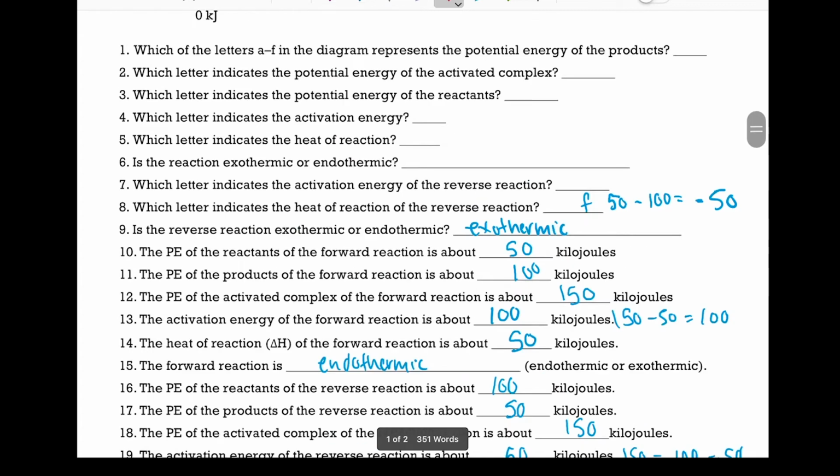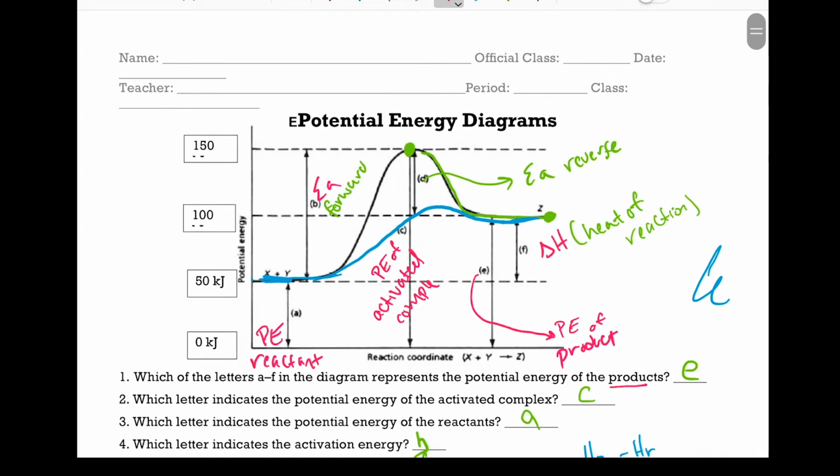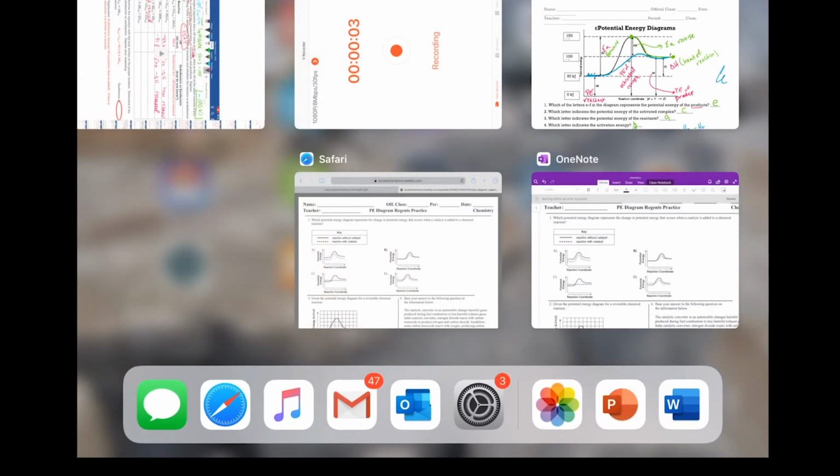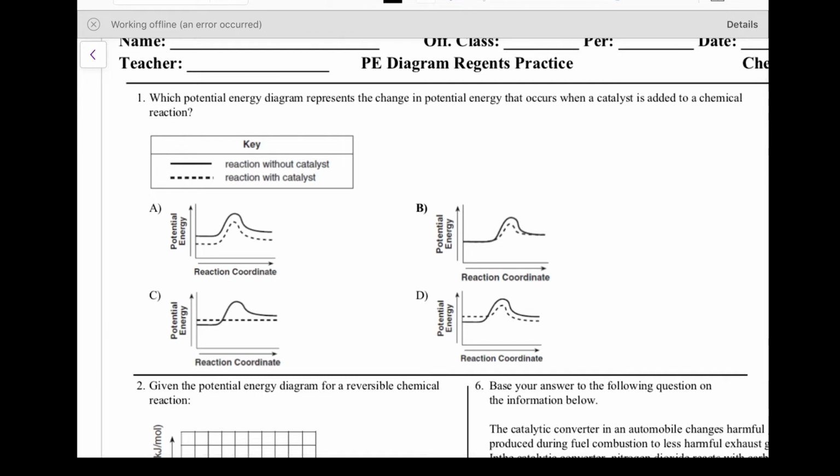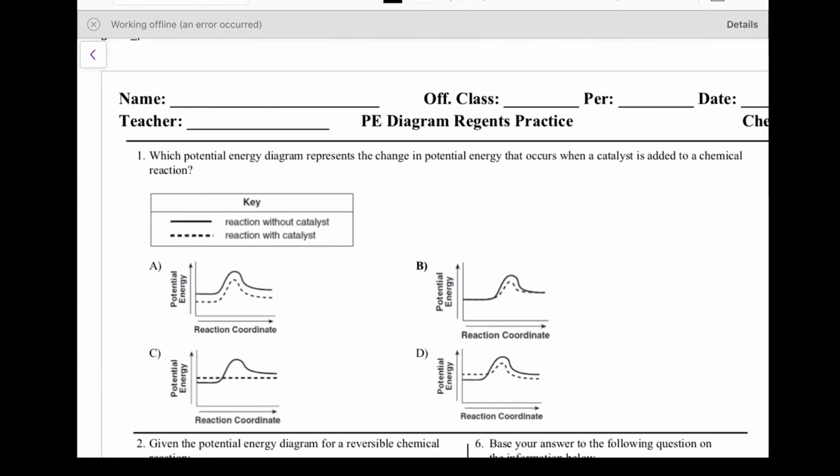So that's it for this. Again, check yourself on the answer key that's posted if you couldn't follow along. Now let's jump to the Regents questions. And we're going to go through these pretty quickly.